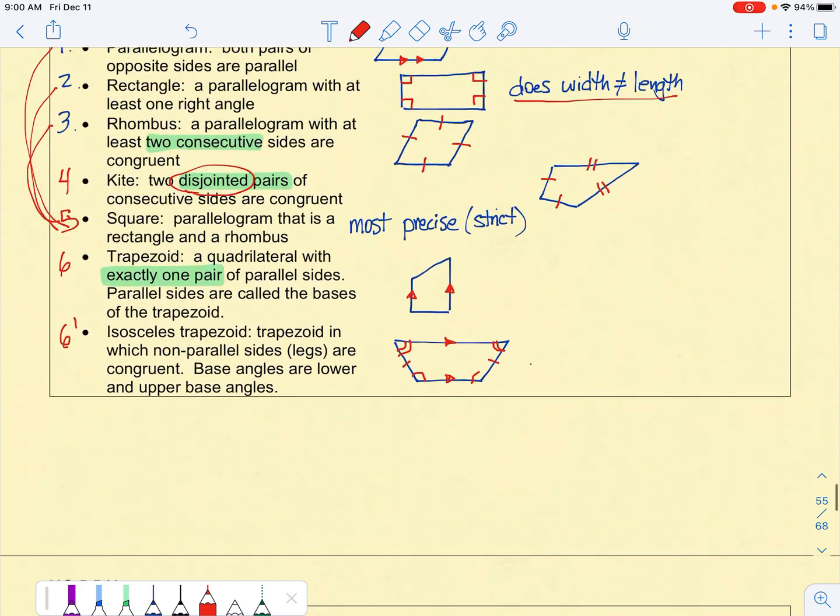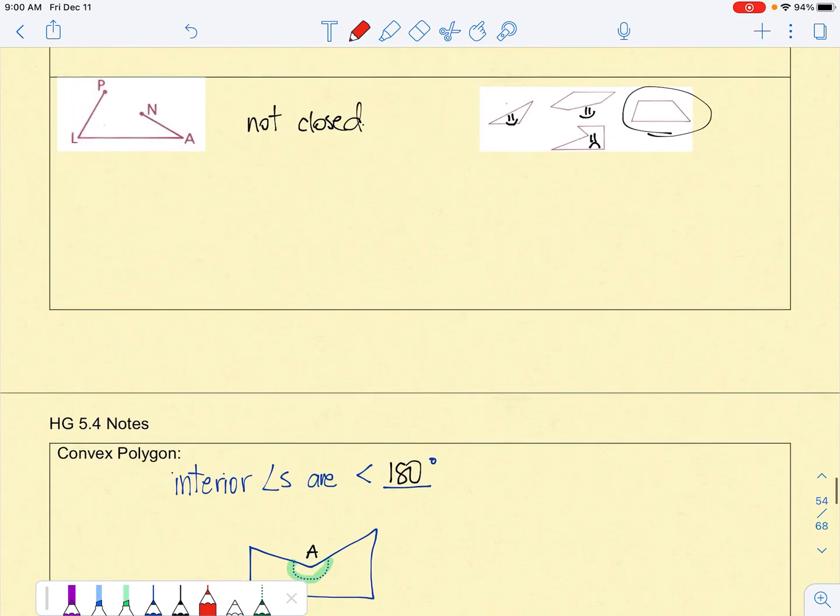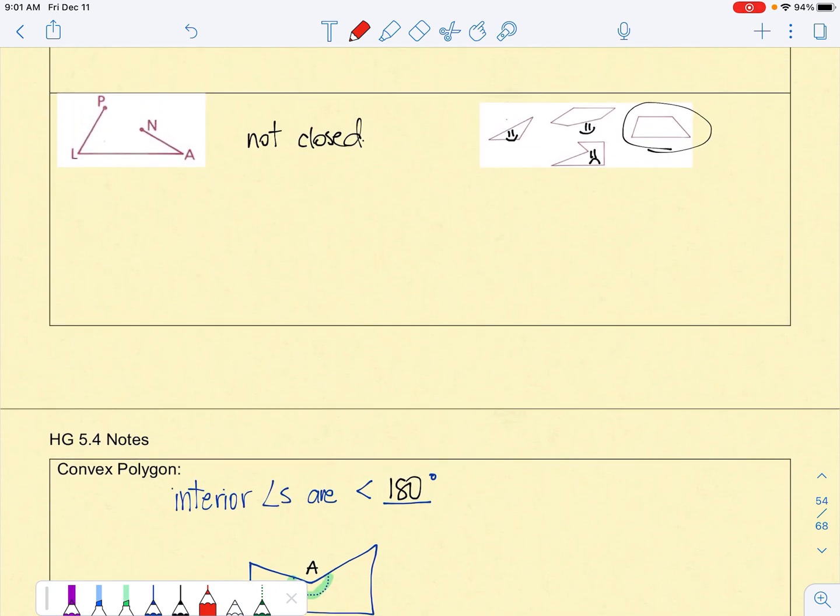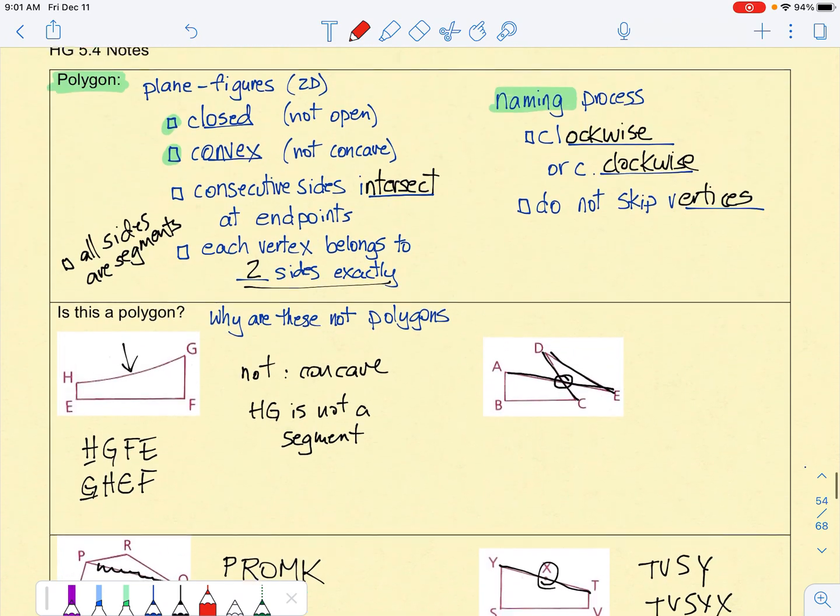All right. Well, there's your homework. Hopefully you can get through those problems in 5.4, getting familiar with four-sided polygons.